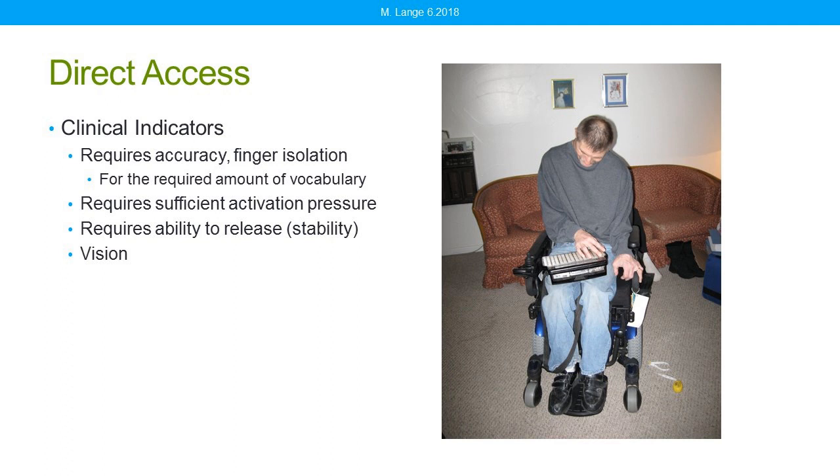The client needs sufficient activation pressure to make the selection. On many of these devices, that's not very much, but there is some degree of pressure that's required, so the client needs to have that, and they need to release when they're done with their selection. Release may not sound very difficult, but some of our clients, when they reach out and touch their device, have difficulty with release because they end up stabilizing against the device. They're trying to find actually some postural support against that device. And to release means they have to maybe move their whole body back instead of simply moving a hand back.